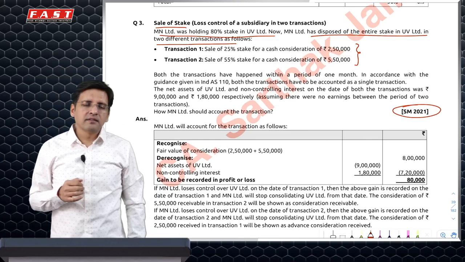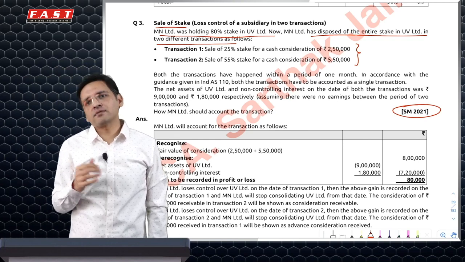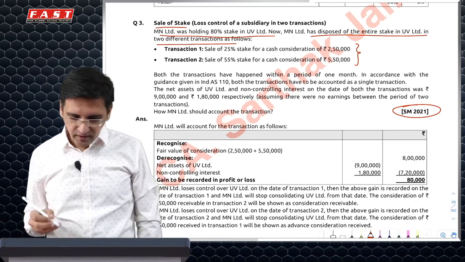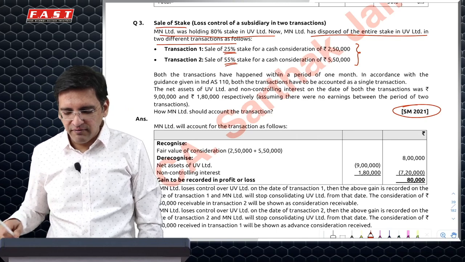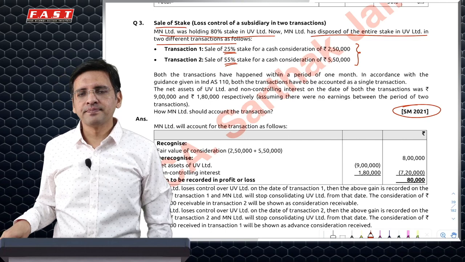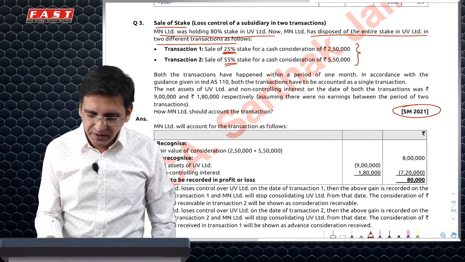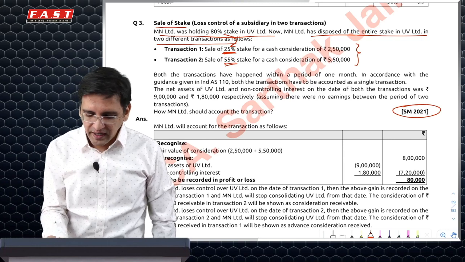India says that when you do multiple transactions at or about the same time under a single plan, it will be treated as one single transaction. And in this case, the question says that first we sold 25% and then we sold 55% stake. Had this not been for one transaction, first 25% sale would be treated as transaction with equity participant because I would not have lost control. And then I would have lost control.